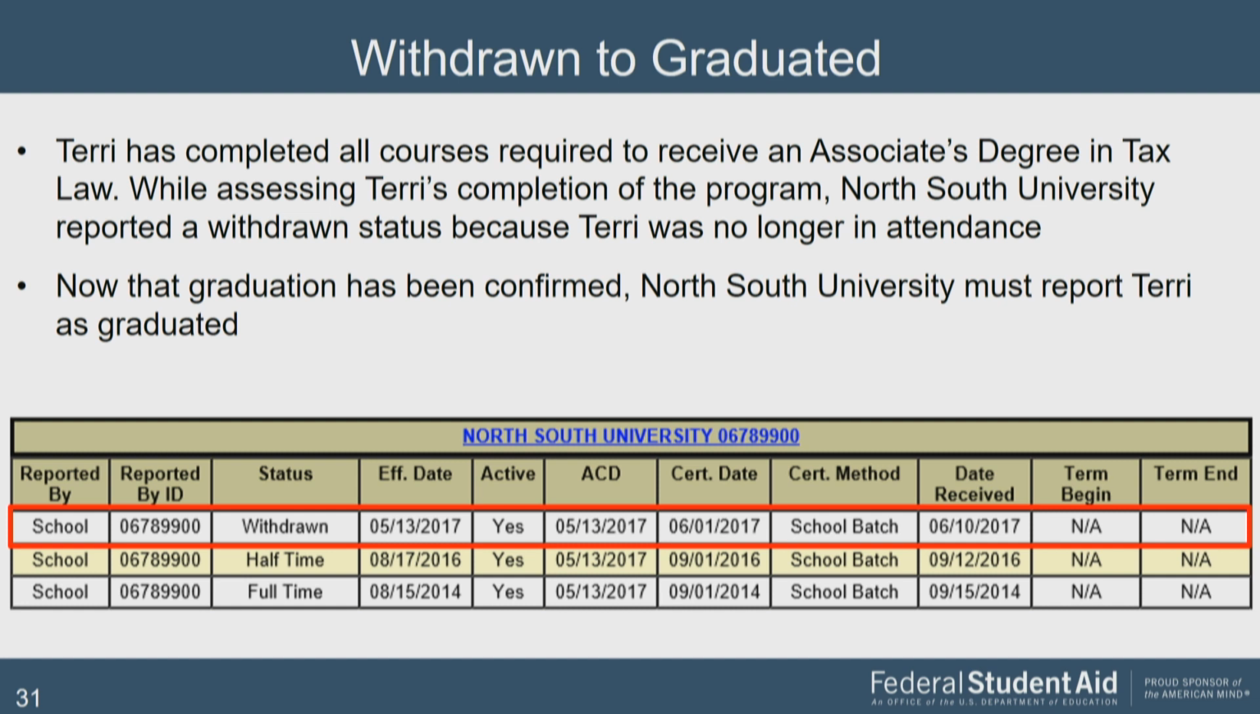In this scenario, the school reported a student was withdrawn from their program and now wants to report G for graduated now that they've got it administratively certified. So we see here that Terry has completed all courses required to receive an associate's degree in tax law. While assessing Terry's completion of the program, North-South University reported a withdrawn status as of 5/13/2017 because Terry was no longer in attendance. Now that the graduation has been confirmed, North-South University must report Terry as graduated.